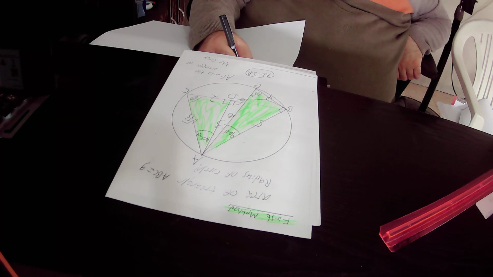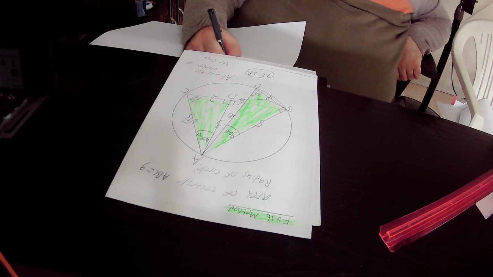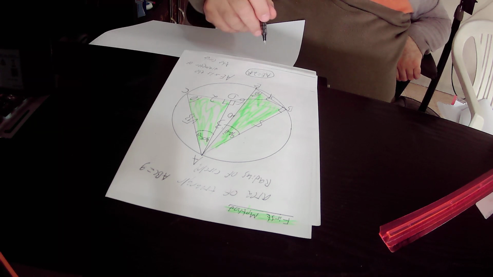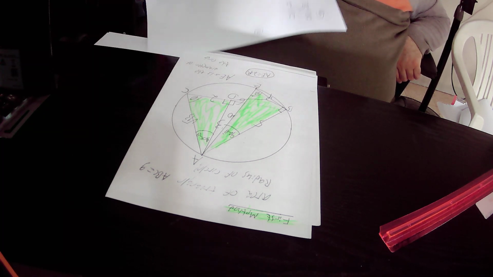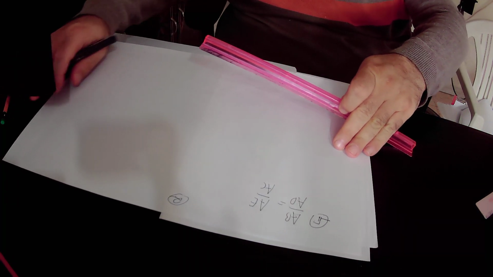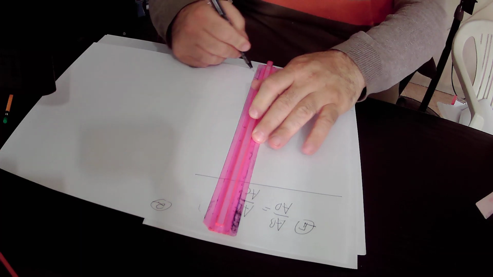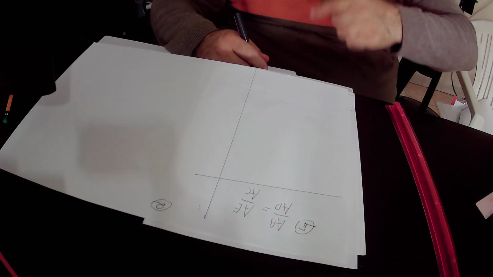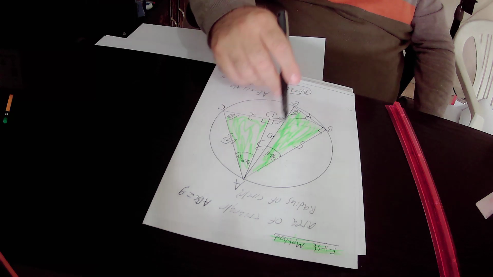That AB over AD equals AE over AC. I repeat again, AB over AD equals AE over AC.